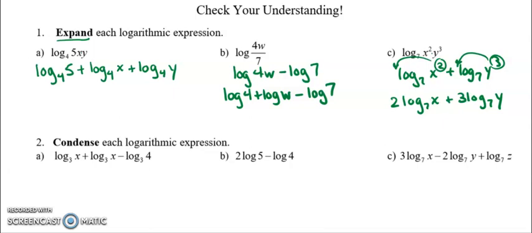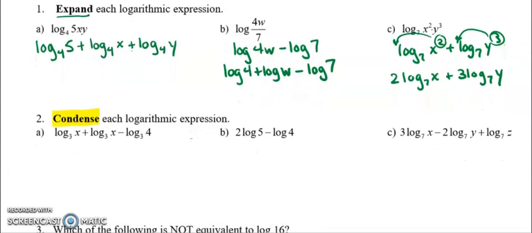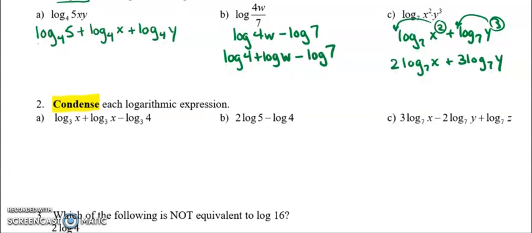All right, and then the next part, we're going to condense things. So when we condense, we smush it back together. So I always just work left to right. If I look at the first two, we have addition. So where does addition come from? It comes from multiplication. So we'll have log base 3 of x times x. And then we still have minus the log base 3 of 4.